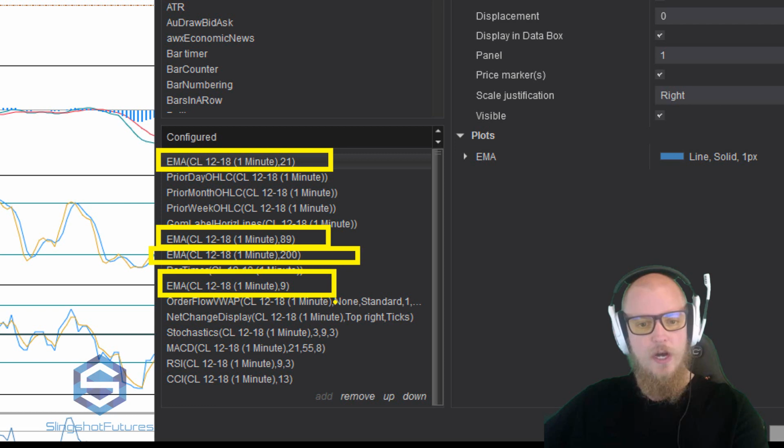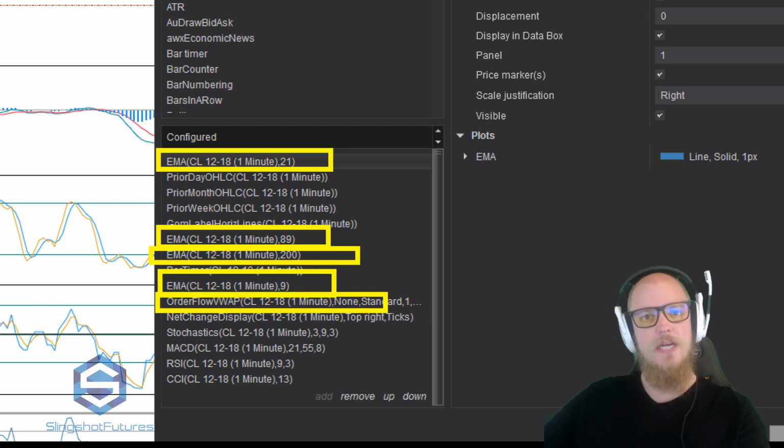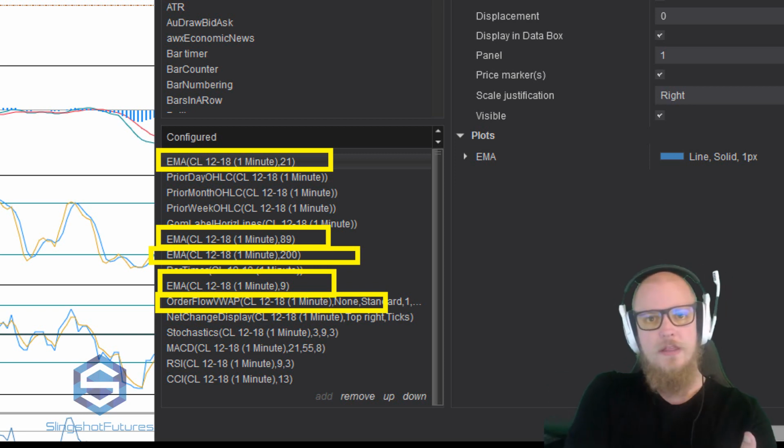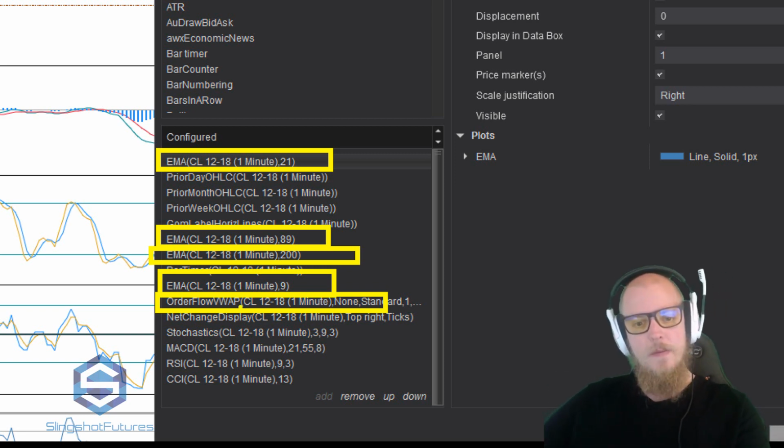Now, along with this, we also want a VWAP, right? The VWAP is the volume weighted average price. If you're not familiar with what that is, I did a full tutorial on the VWAP. Take a look at that video. But that's going to cover the major moving average or directional bias indicators.